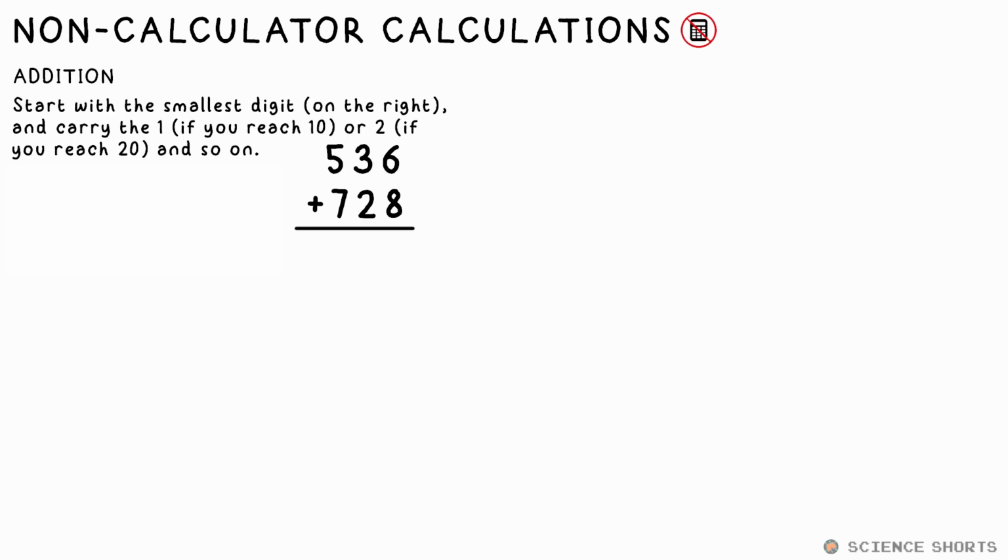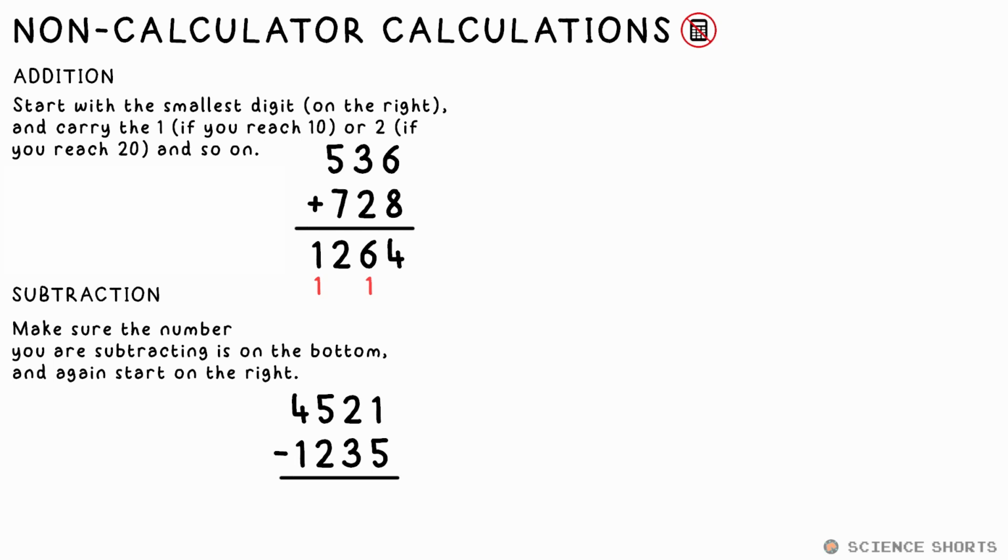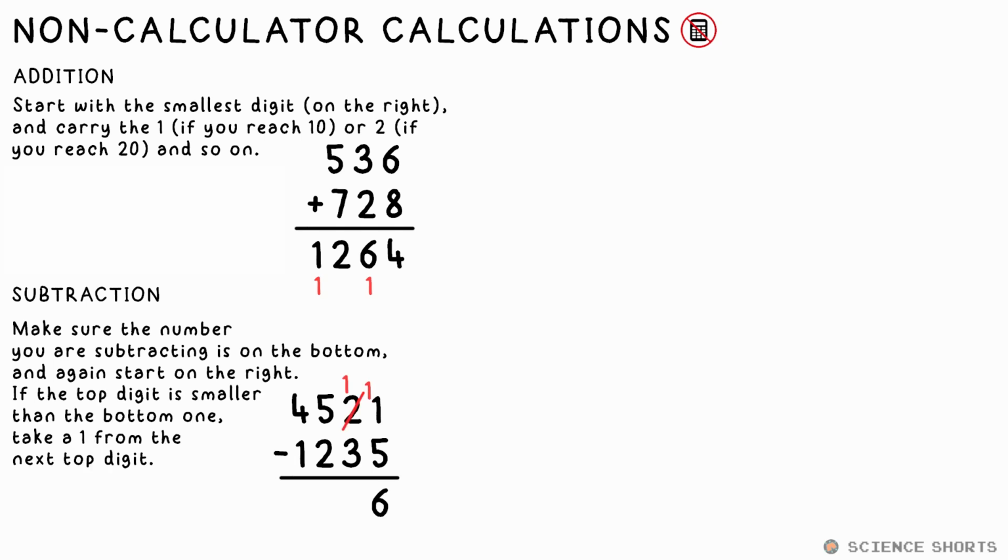To add numbers, place them on top of each other, it doesn't matter which one's on top. Start on the right and carrying the number of tens to the next column. Add the tens, carry the hundreds, and so on. To subtract numbers, it does matter which one is on top. Again, start on the right, and if the top number is smaller than the bottom, you carry a 1 from the next column.